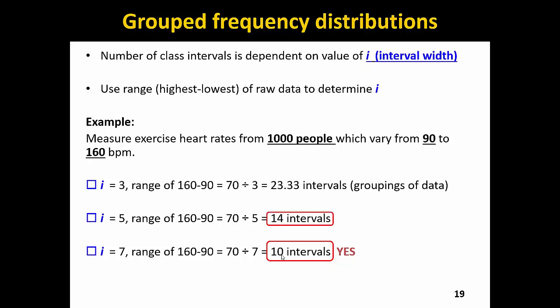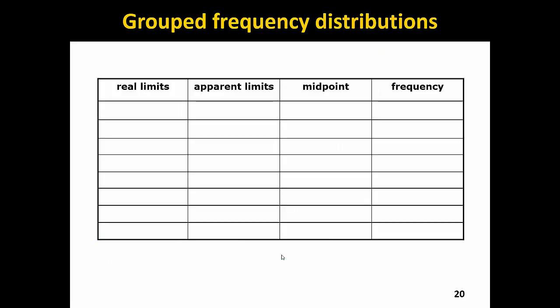Sometimes this can be up to the interpretation of the individual researcher, but for consistency in this course, let's go for 10 to 12, and that's what we're going to shoot for when we make our grouped frequency distributions. Although be aware that it's not uncommon to sometimes see a higher number of intervals.